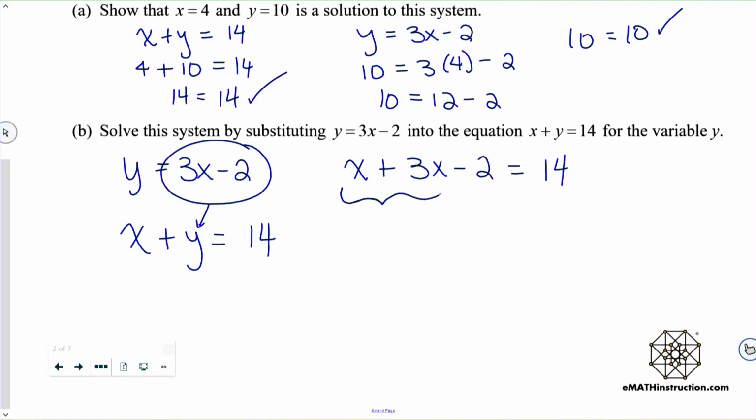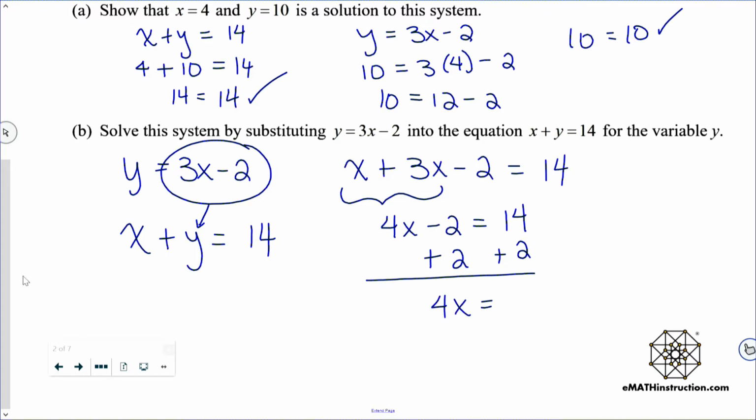We now have x plus 3x is 4x, so just combining some like terms there. Now, of course, I've got a classic two-step equation, so I'm just going to add 2 to both sides and get 4x is equal to 16. All right, let me bring that up here. 4x equals 16. I can now solve that by dividing both sides by 4.